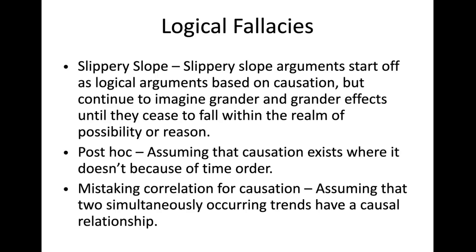Similarly, mistaking correlation for causation. Correlation is when you've got two trends going on at the same time, and assuming that one causes the other. They may have nothing to do with each other, and it only looks like they do because they're both happening at the same time. So you would need to be able to find evidence that one is affecting the other and be able to explain that in order to make an argument for causation.